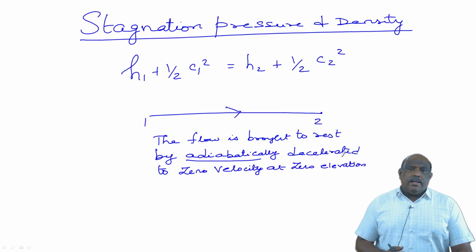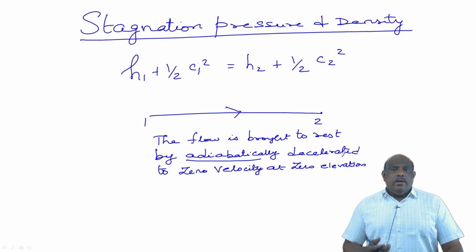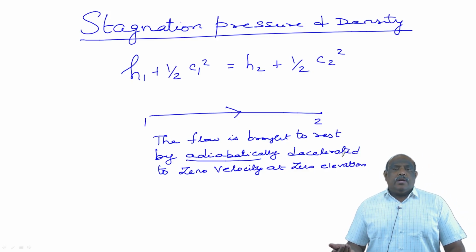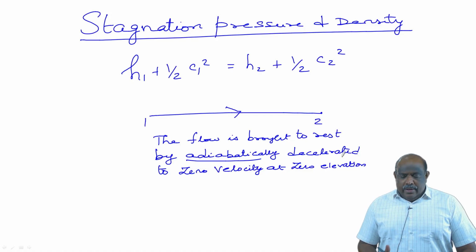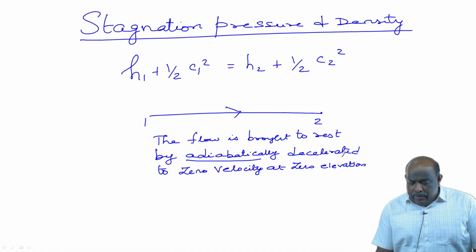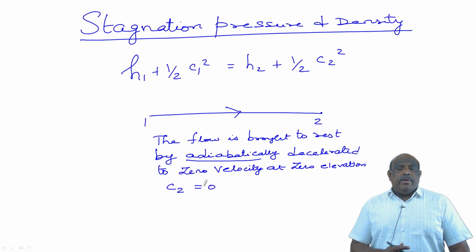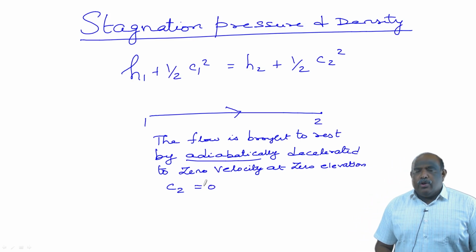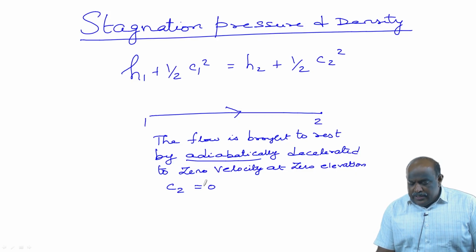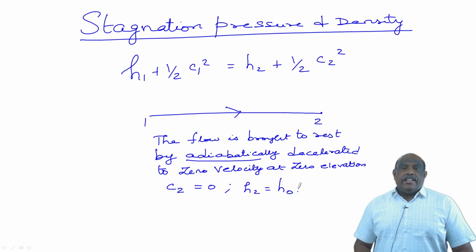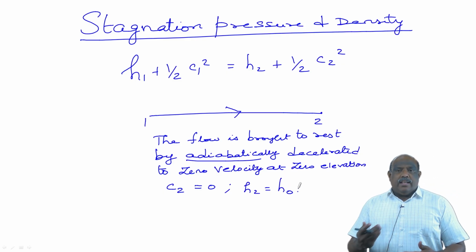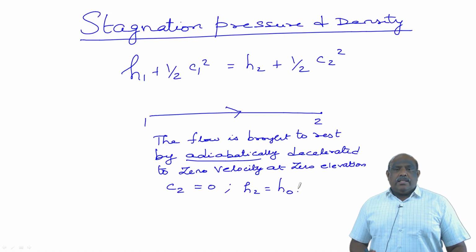What is meant by adiabatically decelerated? There is no heat transfer from the system to the surrounding or from the surrounding to the system. Which means now we are trying to make C2 equal to 0. So the starting position can be anywhere, but finally we are going to make the flow get stagnated by adiabatically decelerating. So in the above equation, if I substitute C2 equal to 0, my H2 will become H0. So what is H0? Stagnation enthalpy.